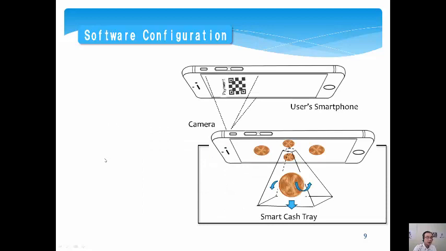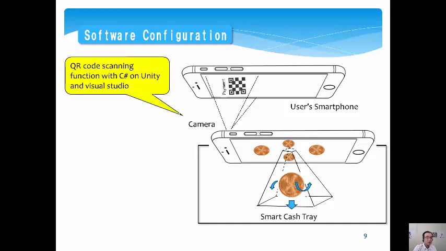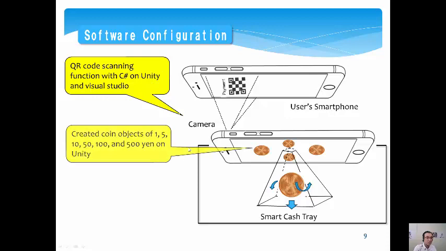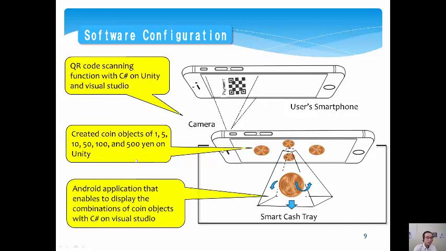And this is the smart software configuration. First one is the QR code scanning function with C# on Unity and Visual Studio. Second one is creating coin objects of 1, 5, 10, 50, 100, and 500 yen on Unity. That means all kinds of small coins in Japan have been implemented in this smartphone. Third one is the Android application that enables displaying the combinations of coin objects with C# on Visual Studio. Okay?